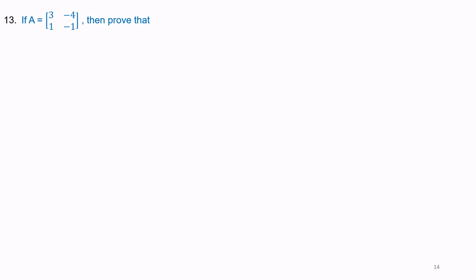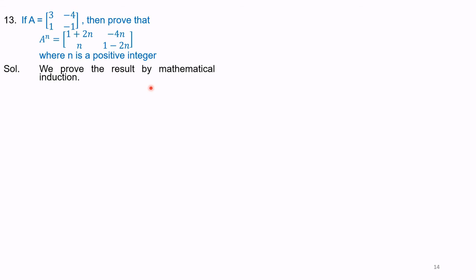Question number 13. If A is equal to the matrix 3, minus 4; 1, minus 2 within square brackets, then prove that A to the power of n equals within square brackets 1 plus 2n, minus 4n; n and 1 minus 2n, where n is a positive integer. It is given. So matrix A is a given 2 by 2 matrix, and we are required to prove that A to the power of n is equal to 1 plus 2n, minus 4n; n and 1 minus 2n. Let us solve it. We have to prove the result by the principle of mathematical induction.